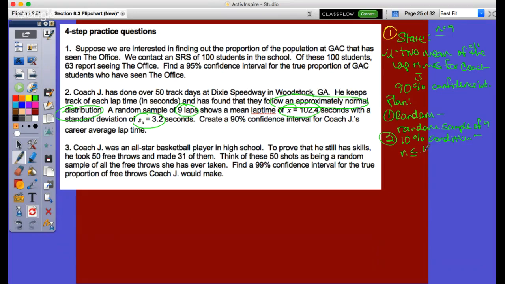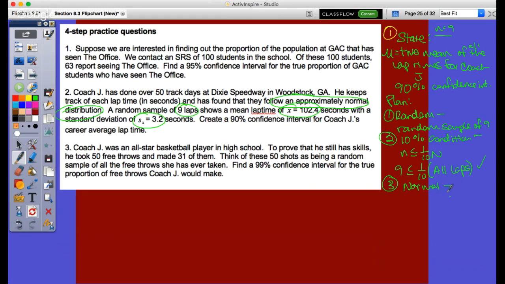Little n is less than or equal to 1/10 of big N. Little n, which was 9, is less than or equal to 1/10 of all laps. And that's appropriate. Just check that off because we know it's true. It's condition 2. Condition 3, normal condition.